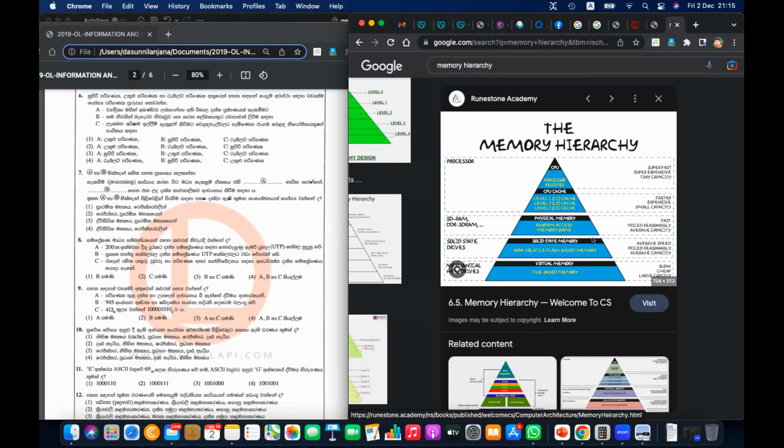So can you eat the full bread at once? Is it possible? No. We will take some pieces and keep them on our plate. It's like your physical memory or the main memory. That is ready to process. Now we are about to eat. Ready to process.